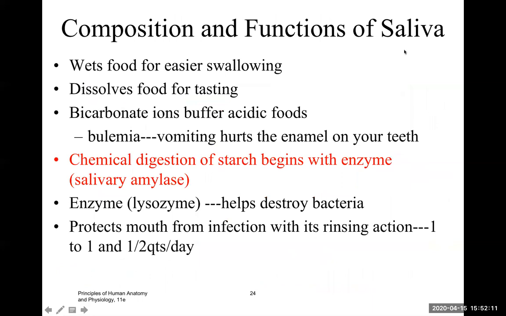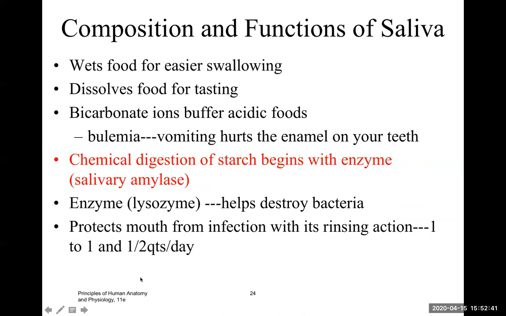So, compositions of saliva: it wets the food, so it's easier to swallow. The saliva also dissolves food for better tasting. The bicarbonate ions found in saliva buffer acidic foods. Those are the big ones right here. The main enzyme that we see in saliva is salivary amylase, which begins starch digestion in the mouth.